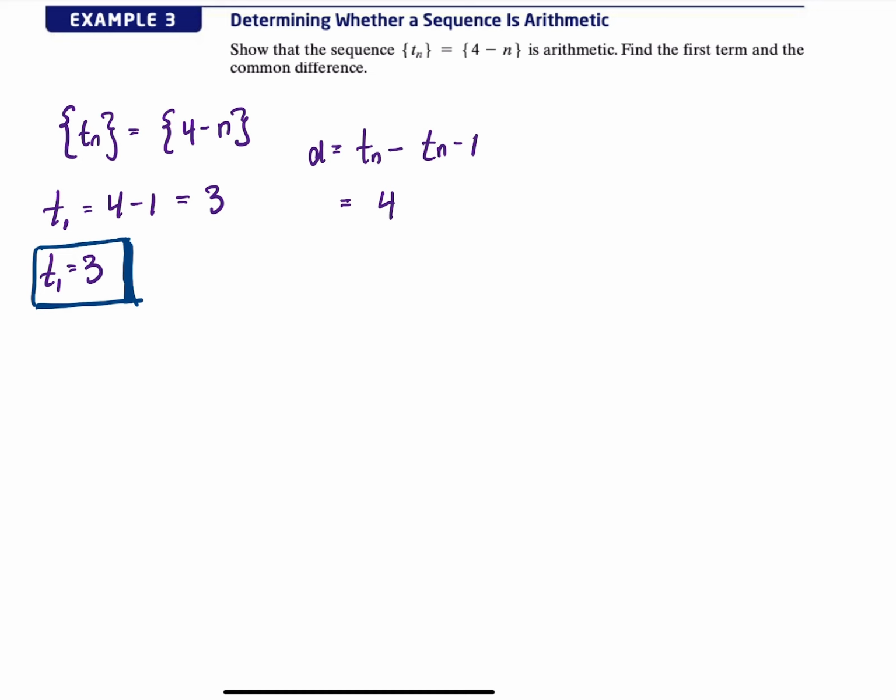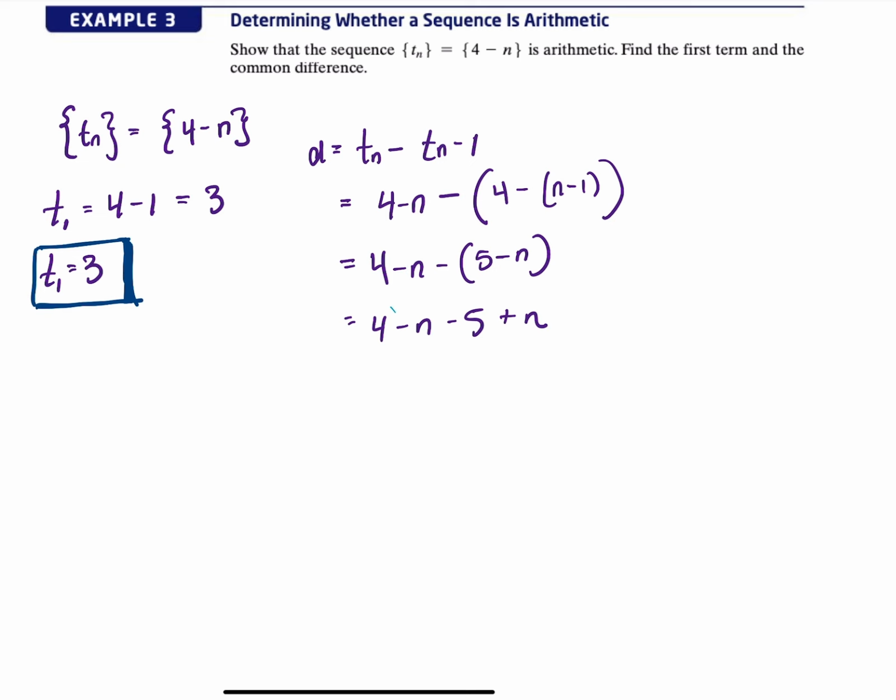So t sub n is 4 minus n, minus t sub n minus 1, which would be 4 minus n minus 1. We've got to be careful with distributing these negatives. So this will be 4 minus n minus 4 minus n plus 1, distributing the negative to both terms, so 5 minus n. So 4 minus n minus 5 plus n. Our n's will cancel, and we get that our common difference is negative 1. That means to get to the next term, you just subtract 1 every time.